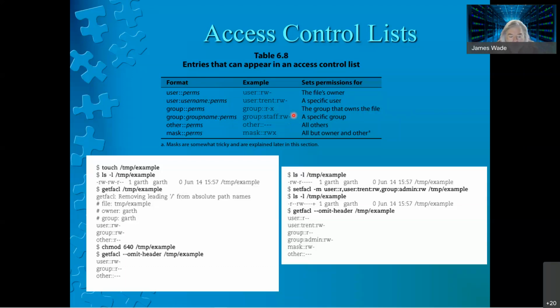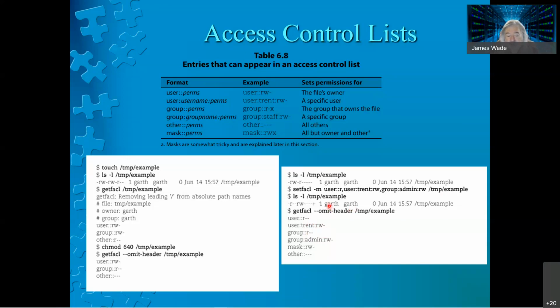Here I have this file called temp example. Here I set the privileges, and all users have read access, but Trent has read write access. And I should have said the owner has read and Trent has read write. That's kind of funny. Okay, Garth owns the file, but Garth's only allowed to read it. Garth can't write to it, only Trent can. And then the group that owns it, Garth, can read it.